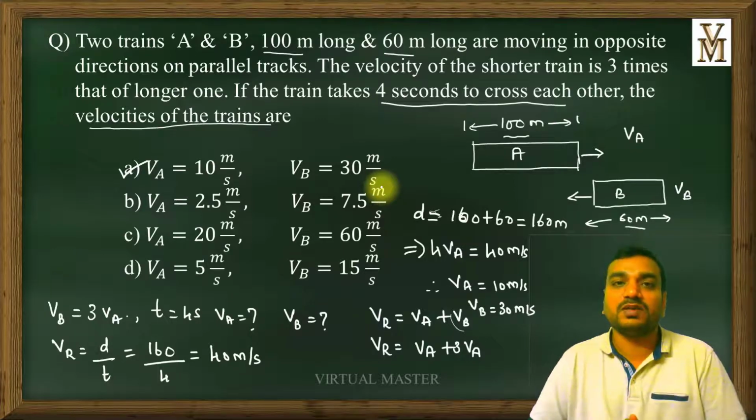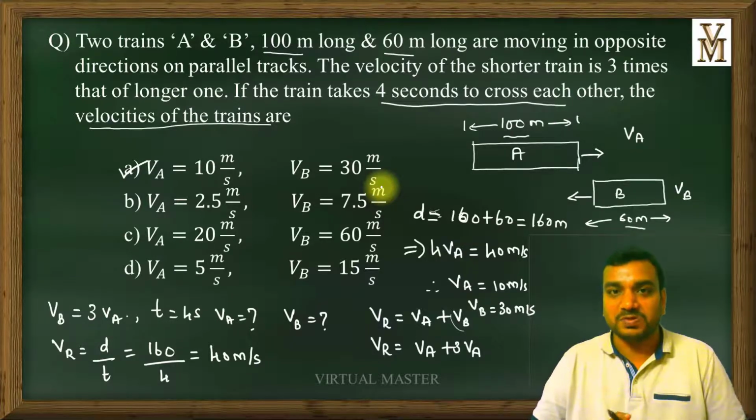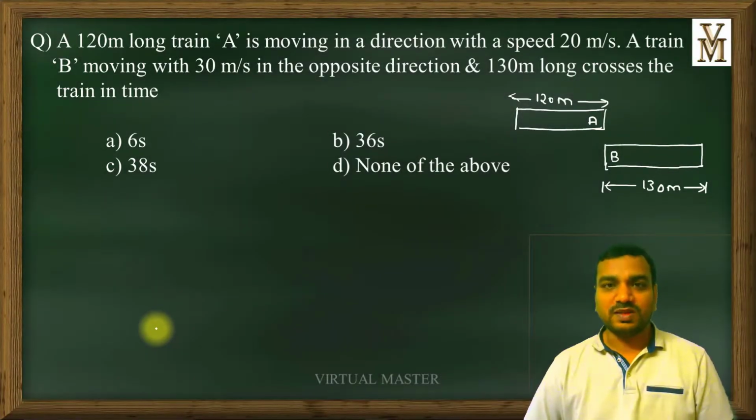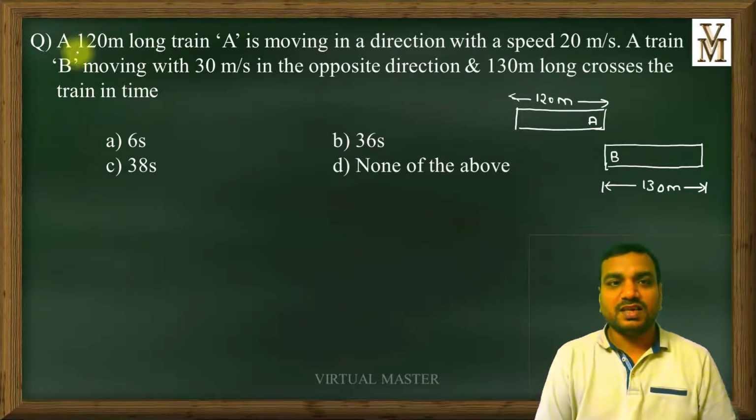I hope everyone has understood how to solve this type of question. Now let us solve the next question. The next question is: a 120-meter long train A is moving in one direction with a speed of 20 meters per second. A train B, 130 meters long, moving with 30 meters per second in the opposite direction, crosses train A in time T, and four options are given here.